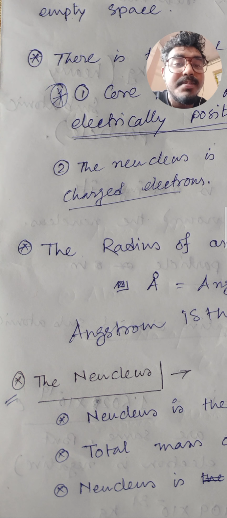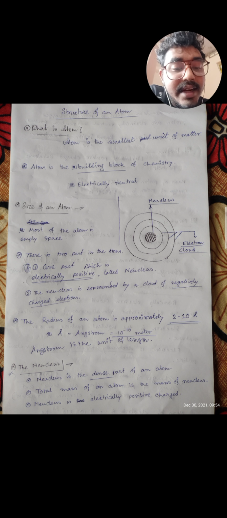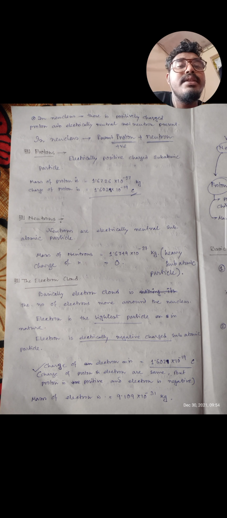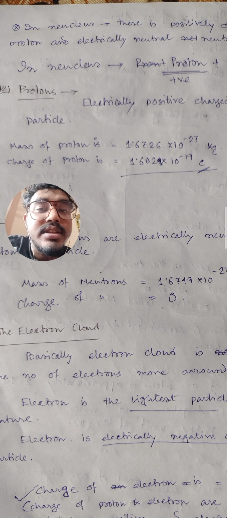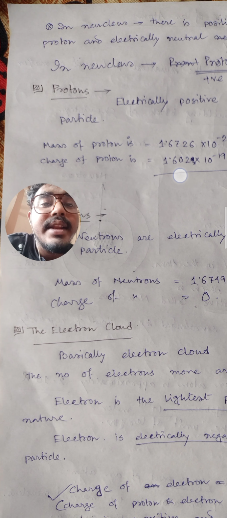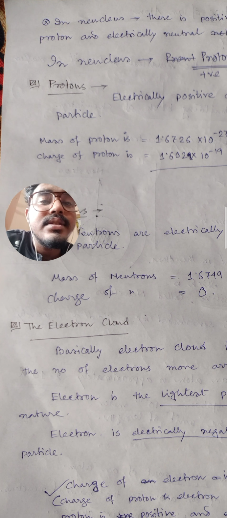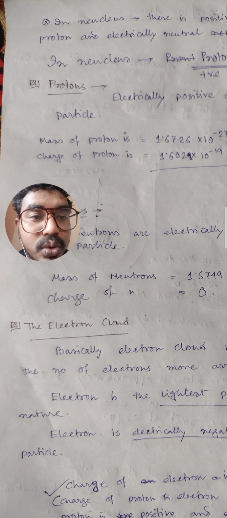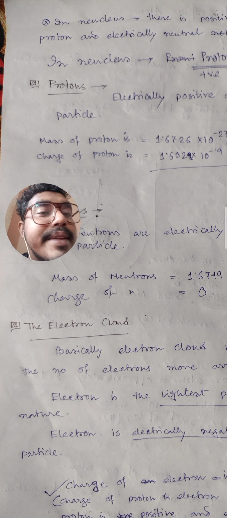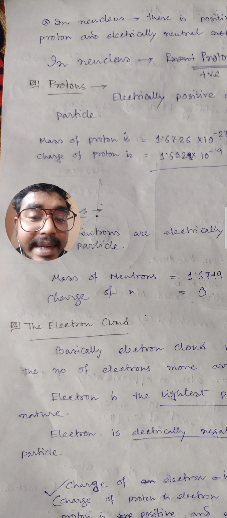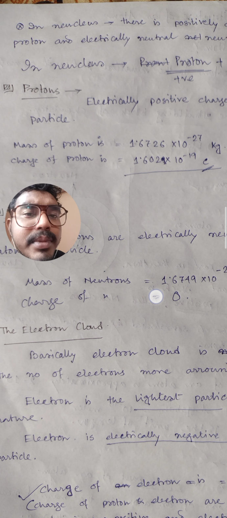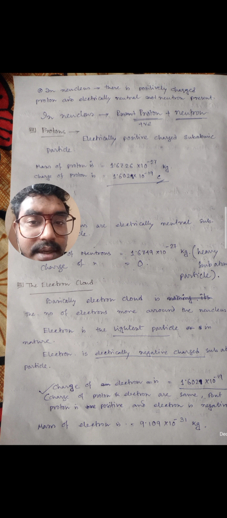The nucleus is electrically positively charged. I mentioned that previously and mention it here also. Why do I say that the nucleus is electrically positive? Because the nucleus is formed by two subatomic particles. One is the proton, which is positively charged, and one is the neutron, which is electrically neutral. So neutral and positive charge make the nucleus electrically positive.